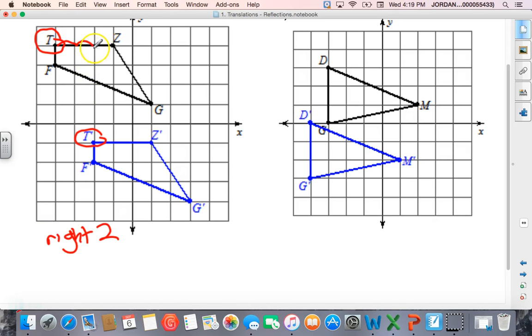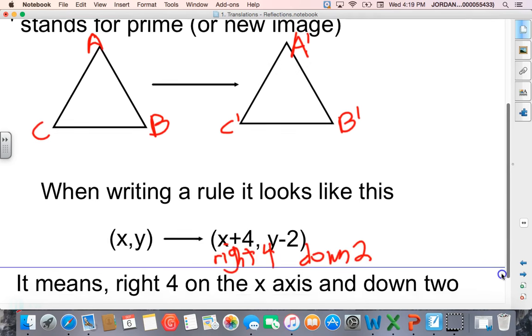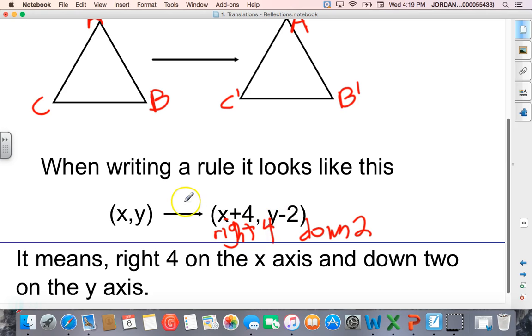And then it went down 1, 2, 3, 4, 5 spots. So right 2 and down 5. Okay, so now if we use the notation that we were looking at on the last slide, if we look at this notation that was down here at the bottom, we want to try to write our rule that looks like this. So we identified this part. Now we've got to change it into a rule.